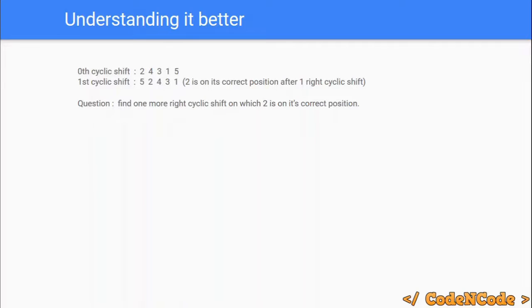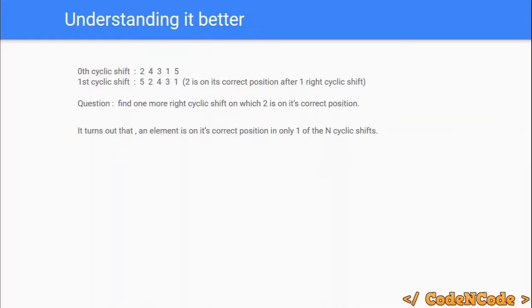Like you can say, okay, 2 is on its correct position on the third cyclic shift or fourth cyclic shift or 0th cyclic shift. Just find one more cyclic shift on which 2 is on its correct position, except the first cyclic shift, because I have already told you that on the first right cyclic shift 2 is on its correct position. So just pause the video and try to find one more. I'm assuming you have done that and you have found no other right cyclic shift on which 2 will be on its correct position.